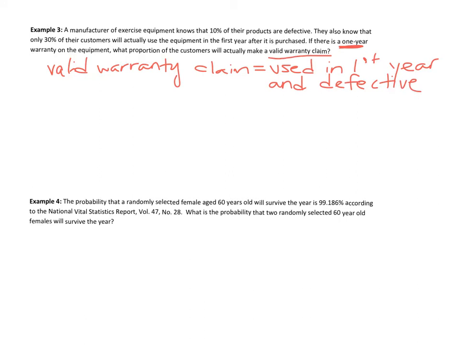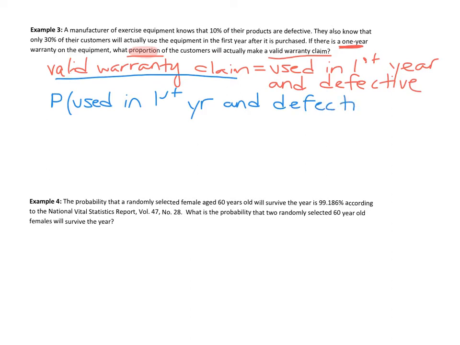Okay, so what proportion of customers? Proportion is another way of saying probability. So that's kind of a new way to say probability. What proportion of customers, proportion, probability, they're both percentages, will actually make a valid warranty claim? So what proportion or probability has a valid warranty? Well, that's if they used it in the first year and it's defective. And that's our multiplication rule, right?